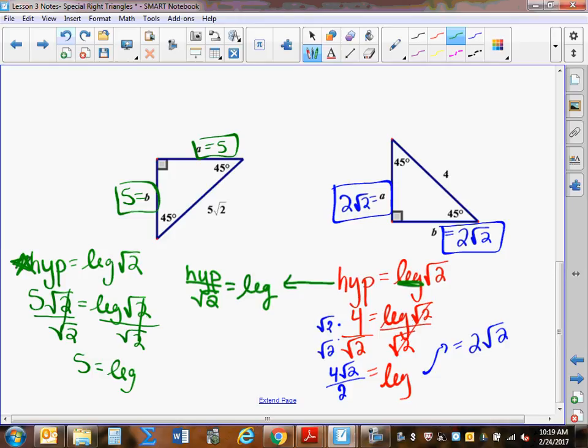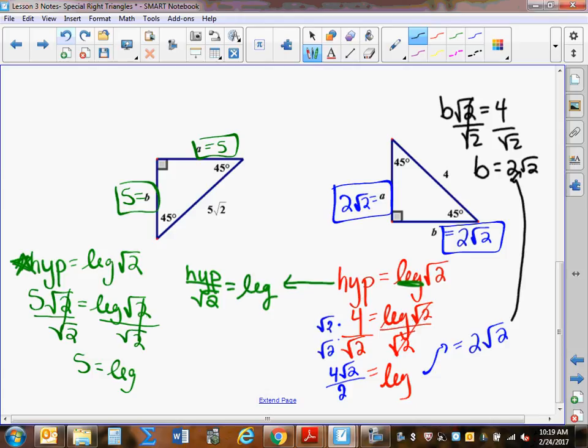And again, if you want to use that variable x, that's fine. Or here, heck, we can just use the variable they gave us. If we're solving for side B, a leg, then B times root 2 equals your hypotenuse of 4, and then just divide by your root 2. Do exactly what we just did here, and you would get B is 2 root 2. Okay, so either way, it's the same. Any questions on that? Okay.